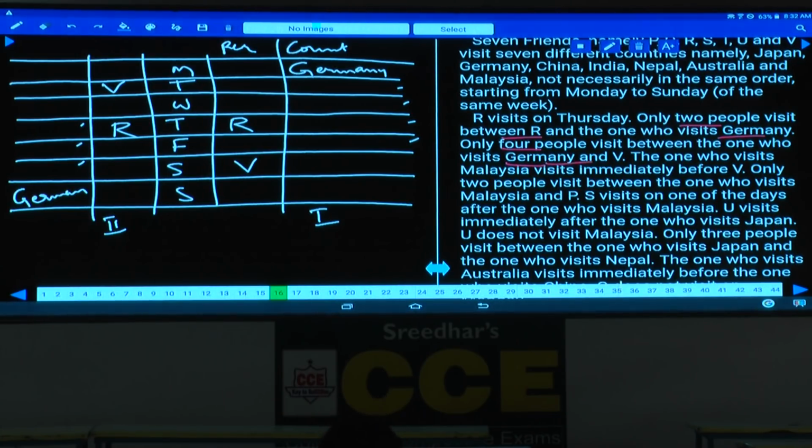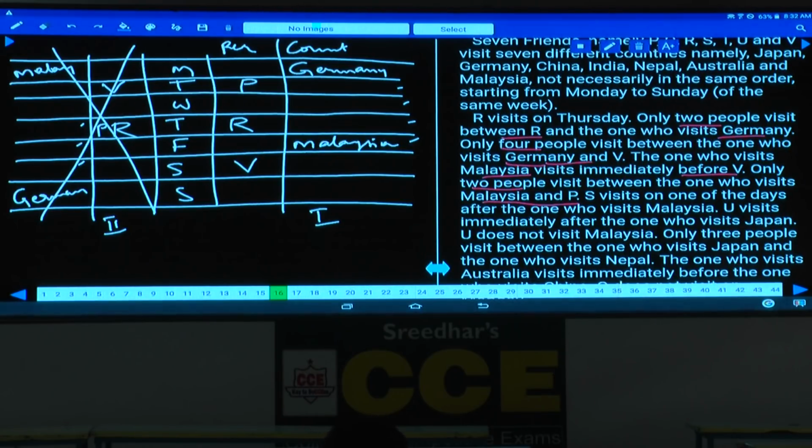And the one who visits Malaysia visits immediately before U. Immediately before U, Malaysia, hence in case number 1, the person who visits Malaysia must be on Friday. And in case 2, the person who visited Malaysia must be on Monday. Then only two people visit between the one who visits Malaysia and P. Between Malaysia and P, how many persons? There must be exactly two people. Two people between Malaysia and P, hence P must be on Tuesday in case 1. And in case 2, only two persons between Malaysia and P, hence P and R must be in the same place. Is it possible? Not possible. Hence the second case is completely ruled out. Now we are left with only one case.